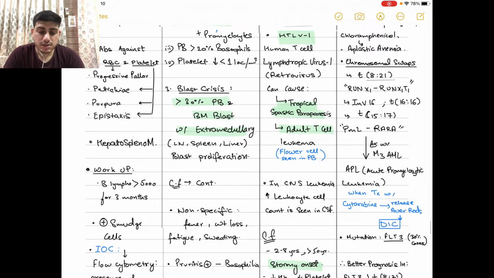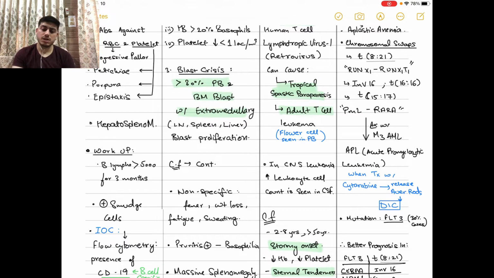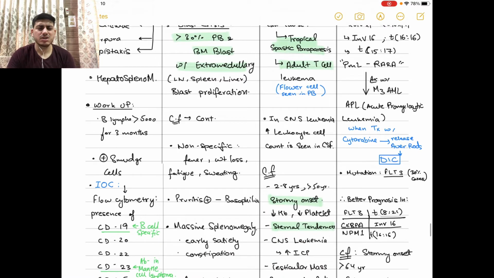In blast crisis, there are more than 30% blast cells in peripheral blood and in bone marrow. Along with that, there is extramedullary spread also. Extramedullary means apart from the bone marrow. So where can these cells be found? These cells can be found in lymph nodes, spleen and liver. Basically these three organs are common, like lymphadenopathy, splenomegaly, hepatomegaly. You will hear this in any of these cancers, because it basically suggests the spread of the cancer.